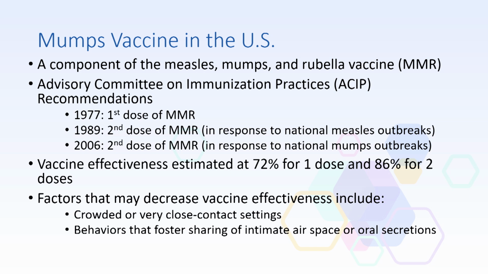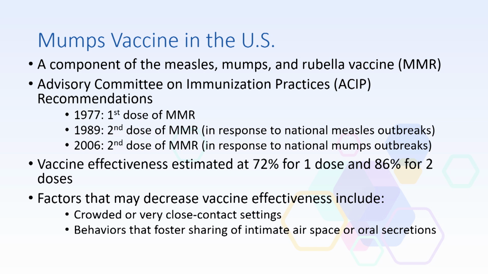In 2006, ACIP made an official recommendation for a second dose of MMR vaccine for school-aged children and adults at high risk for mumps. Vaccine effectiveness for mumps is estimated to be 72% for 1 dose and 86% for 2 doses, with wide ranges.